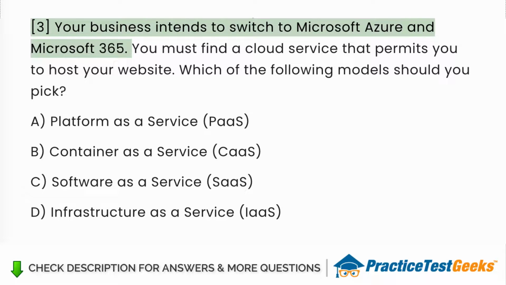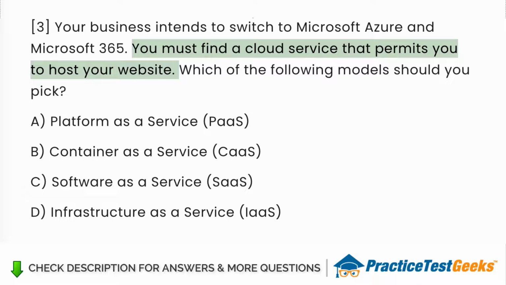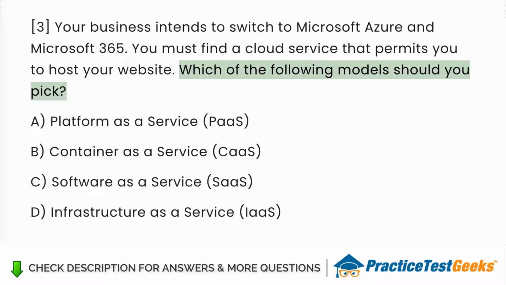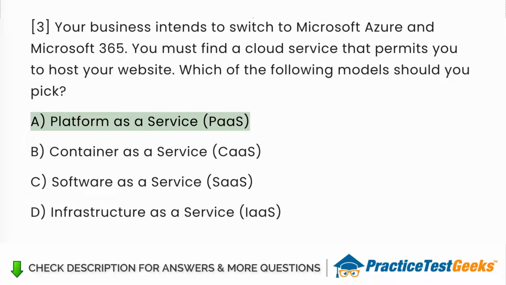Your business intends to switch to Microsoft Azure and Microsoft 365. You must find a cloud service that permits you to host your website. Which of the following models should you pick? A. Platform as a service. B. Container as a service. C. Software as a service. D. Infrastructure as a service.